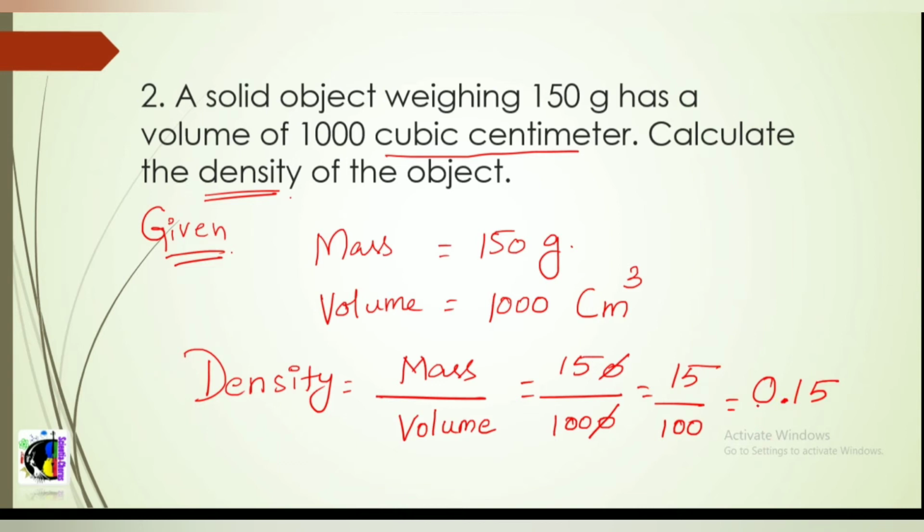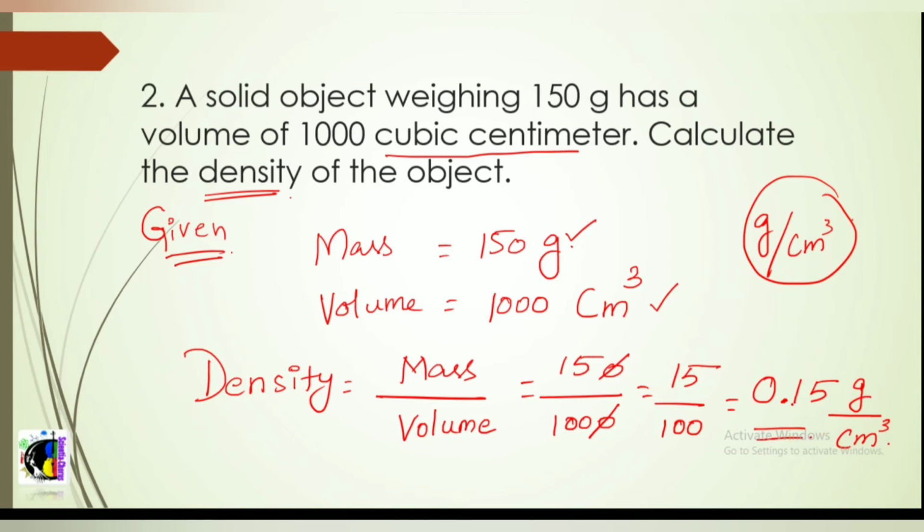0.15. And what would be the unit? It is gram by centimeter cube. So always don't forget to mention the units. For density, in this case they have given gram and centimeter cube, so it is gram per centimeter cube. This will be the unit of density over here, and this is the answer, 0.15. Okay, so we have calculated the density of the object.